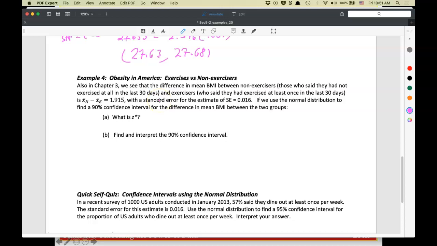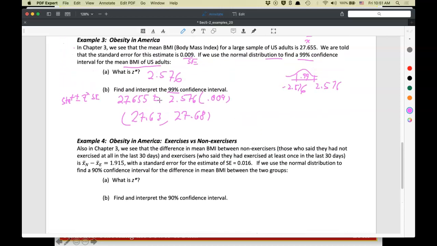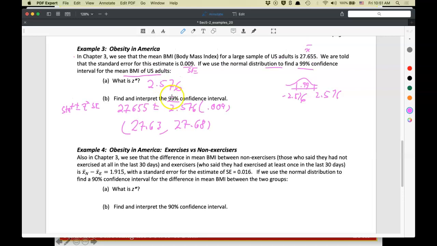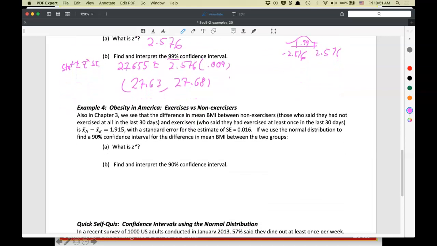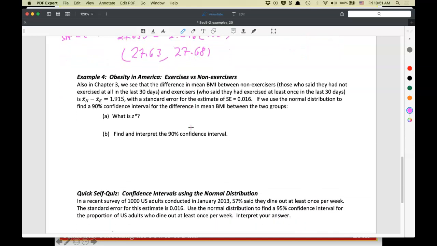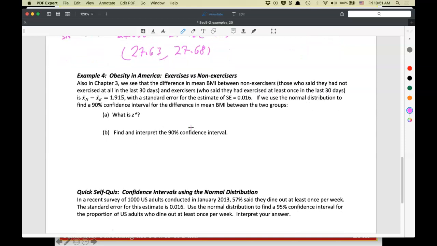Okay, let me just check my numbers there, make sure I'm giving you the correct value for that, and it looks like it is. All right, so example 4, obesity in America, exercisers versus non-exercisers. See the difference in mean BMI between non-exercisers, this is apparently self-reported survey data, and exercisers who have exercised in the last 30 days versus those who haven't. So non minus exercise. So we were wondering how much higher it is for those that don't exercise.